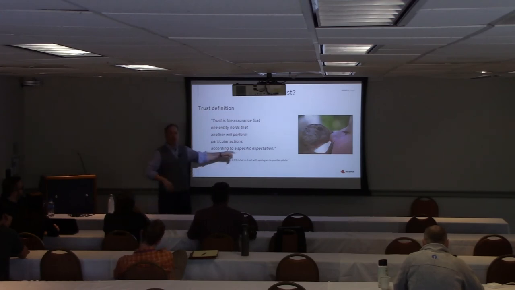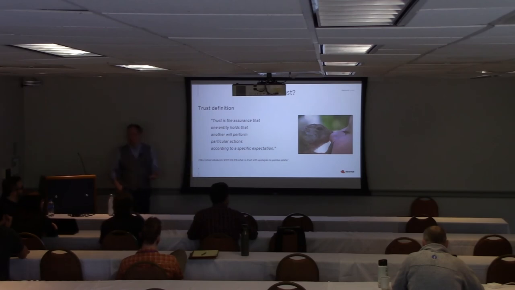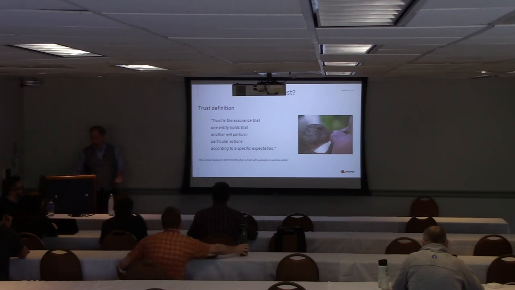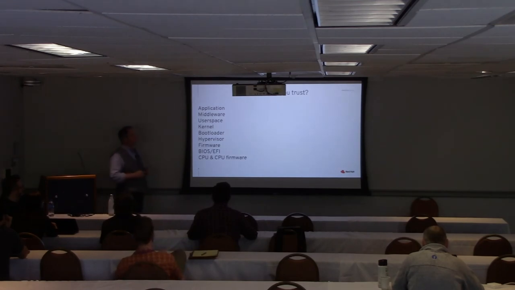But when you search on Pixabay for trust, you get this picture, which is, I think, an African land squirrel being trusted not to bite a child's nose off. This is a bad example of a trust relationship. Okay. So let's think about what you can trust.